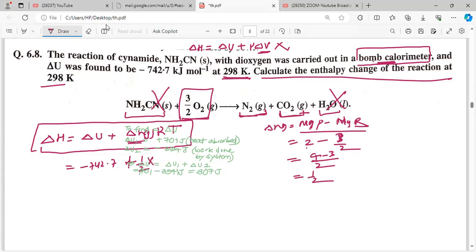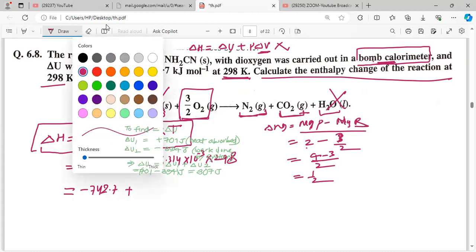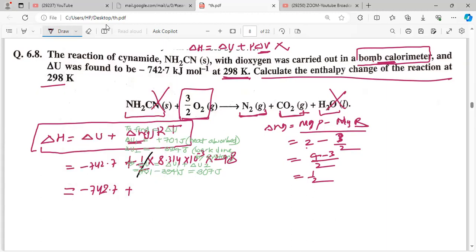R value is 8.314. It is in joule, but you need to calculate in kilojoule, so you have to divide by 1000, so it becomes 10 power minus 3. Temperature is 298. Then 742.7, if you divide, this 2 will get divided, and 149 will come. So here it is 8.314 multiplied by 149 divided by 1000.